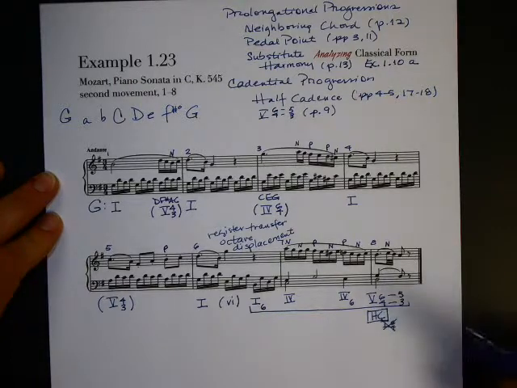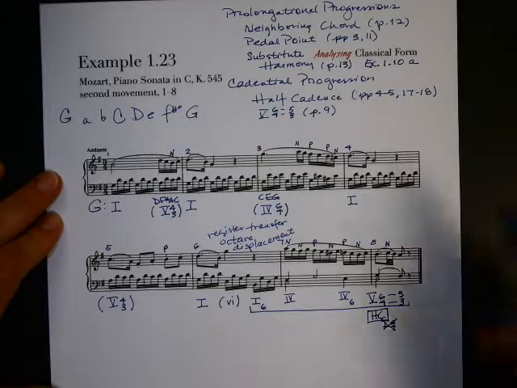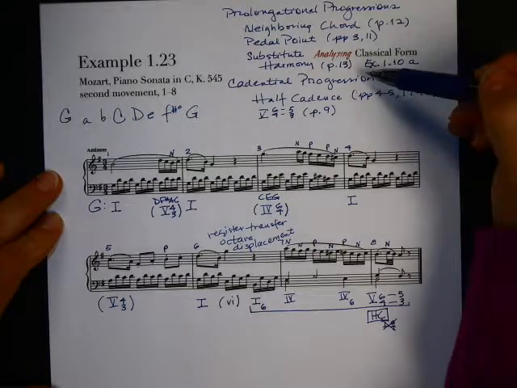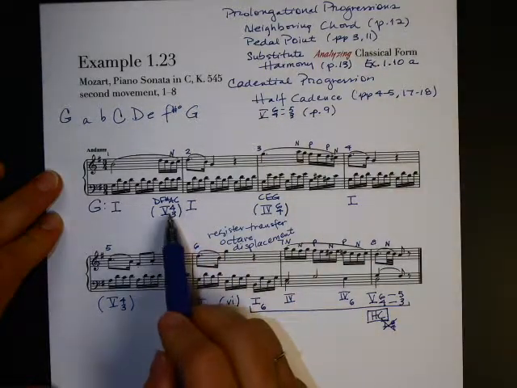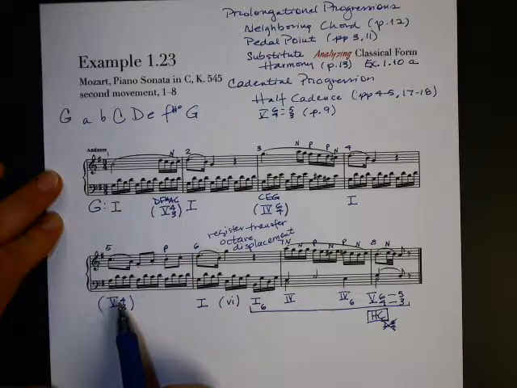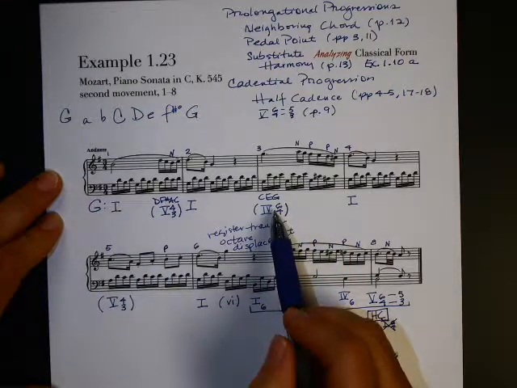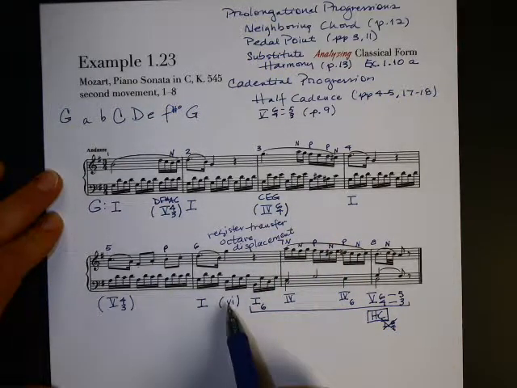So, summary. We had 3 different types of prolongational progressions: the neighboring chord at the end of measure 1 and all of measure 5, a pedal point, and the substitute harmony. Our cadential progression is a half cadence.